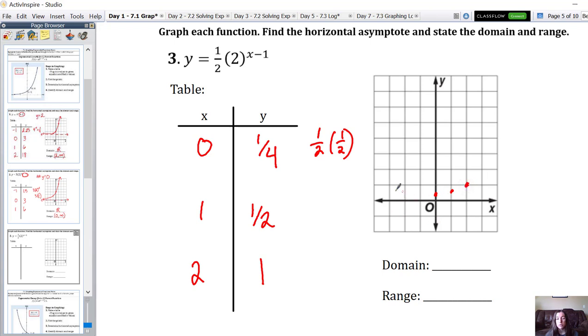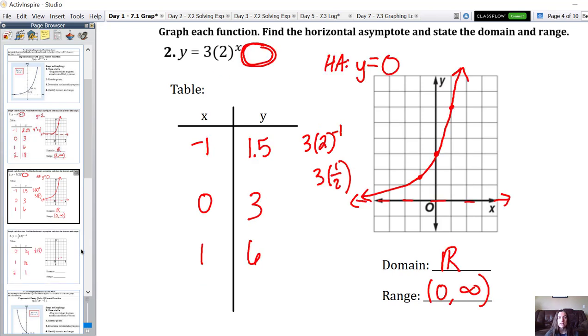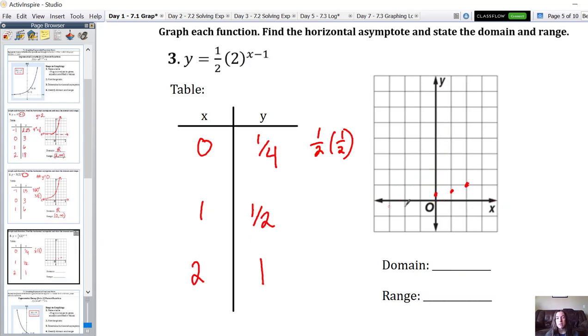So this one's getting super flat, and that's because of this 1/2 at the front. Since this 1/2 is a fraction less than 1, our graph is going to flatten. If this number in front is bigger than 1, our graph would stretch really tall. Sort of like what happened in the last example. We had that 3, so it got tall even quicker. This 1/2 is going to make it take a little bit longer to get really tall.